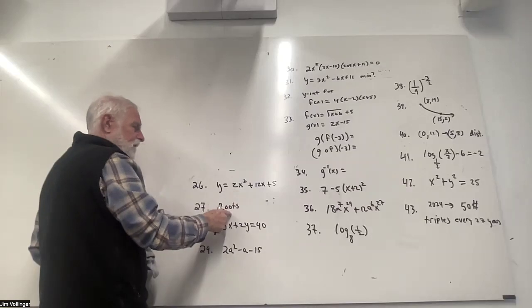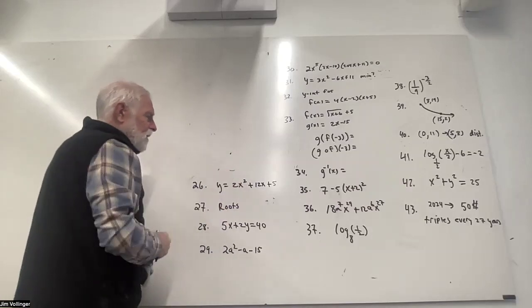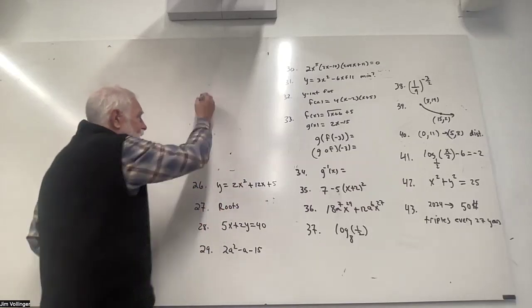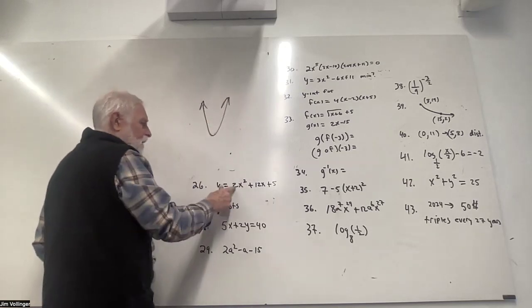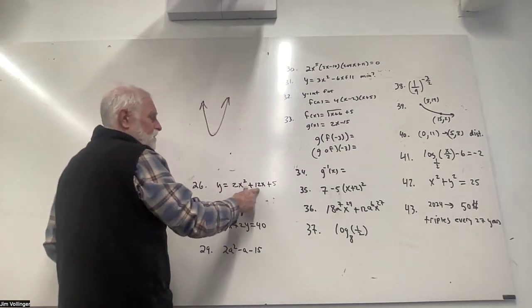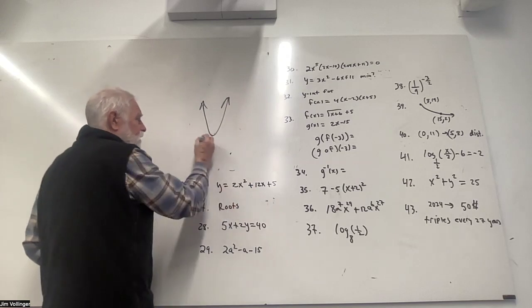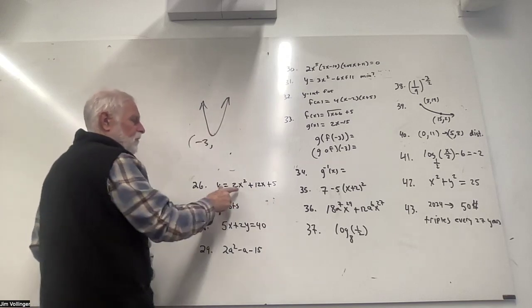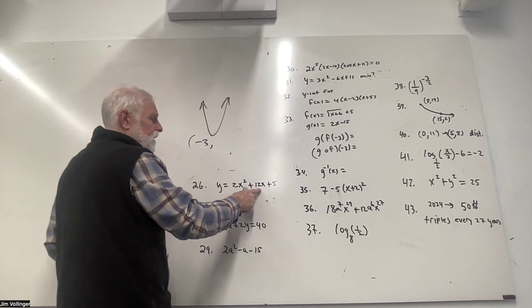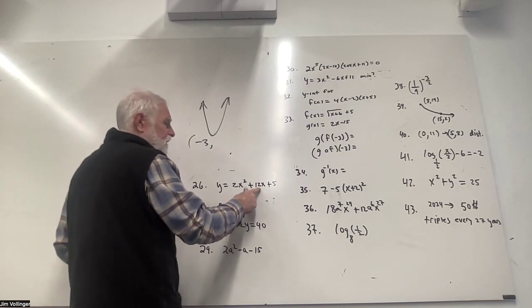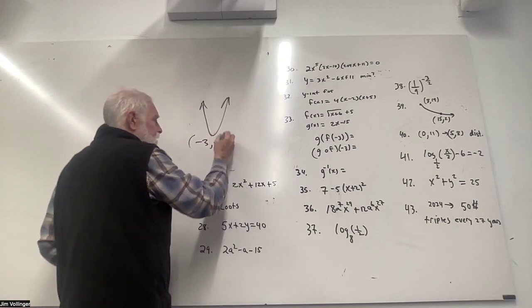Graphing form, finding the roots. Well, no sense putting it in graphing form if we have to find the roots. We might as well just sketch it. Cup shape up. Minus b, minus 12 divided by 4, negative 3. What goes with a negative 3? Negative 36 cut in half, negative 18, negative 18 plus 5, negative 13.